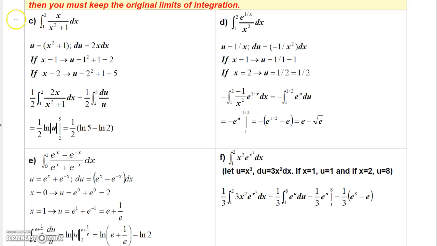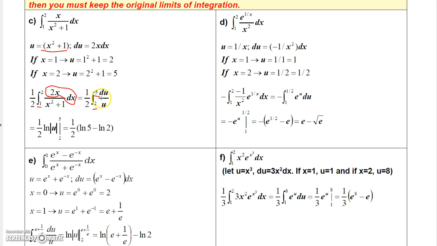Okay, let's do a couple more. This one, let's see, if I let u equal x squared, then du would be 2x dx. So what I had to do is multiply on the inside by 2 to make that be 2x dx, and then the outside by a half. And so now this is just going to be 1/2 times the integral du over u. Now, when x is 1, that's going to make u be 2, and when x is 2, I go up here and figure out that u is 5.